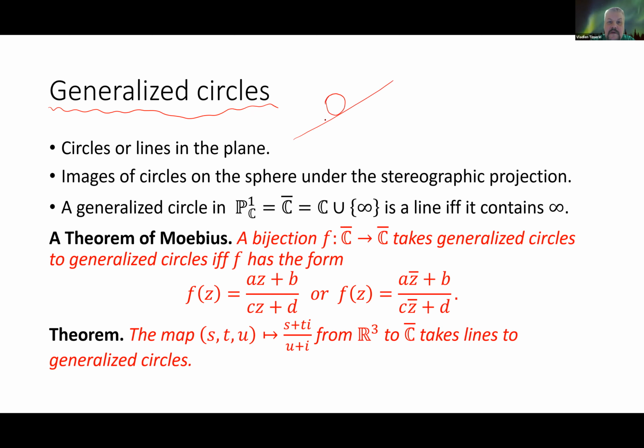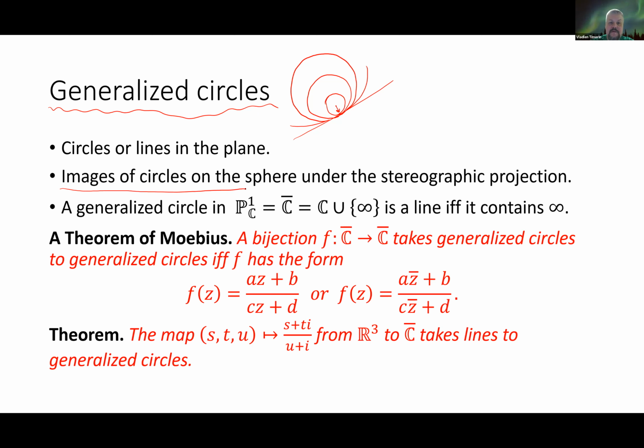So if we say fix a point and a tangent line at this point and make the circle pass through this point tangent to this line, and let the radius of the circle go to infinity, then in the limit, the circle will tend to the tangent line. So the tangent line can be thought of as a limit of a family of circles. And thus it's natural to unite circles and lines and call them generalized circles. And alternatively, these are images of circles under the stereographic projection.